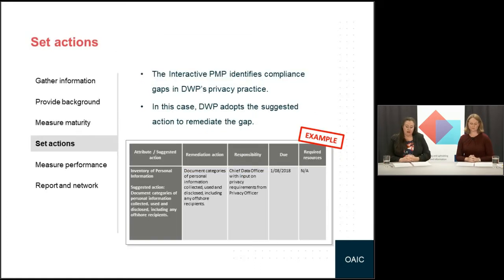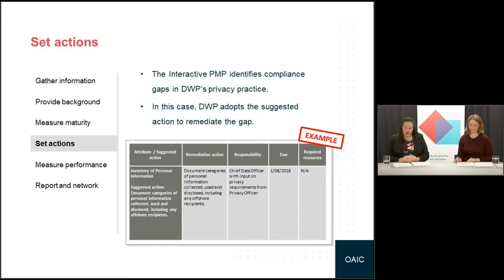Once DWP has completed its maturity assessment and has set its target maturity levels, it's time to start setting the actions that will help DWP achieve its goals. The first step in the process is to address any compliance gaps that came to light in the maturity assessment. The PMP tool will identify these gaps for you automatically and will ask you to document the actions your agency will take to address them.